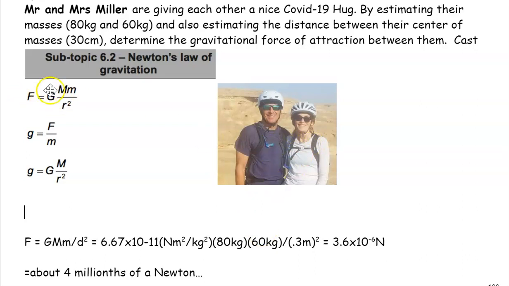And that's because G is such a tiny number, times 10 to the negative 11th. And I suppose I should exponent that up.